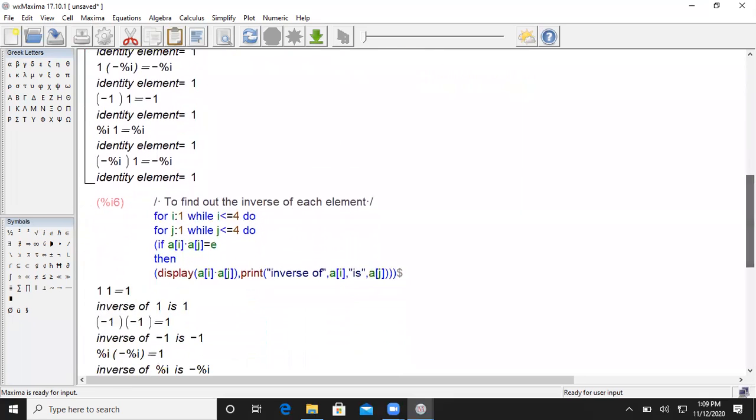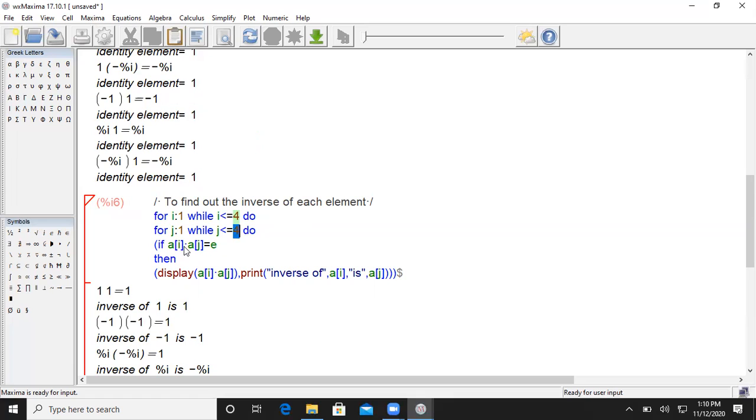So next is to find the inverse of each element. Here also these two statements are the syntax: for i colon 1 while i is less than or equal to 4, do; for j colon 1 while j is less than or equal to 4. I have said why we have written 4 only and not 5, 6, 7 or something else: because in the question they have given G = {1, -1, i, -i}, only the 4 terms.